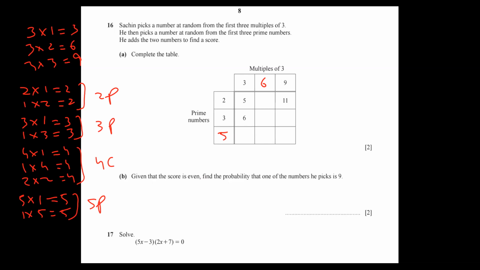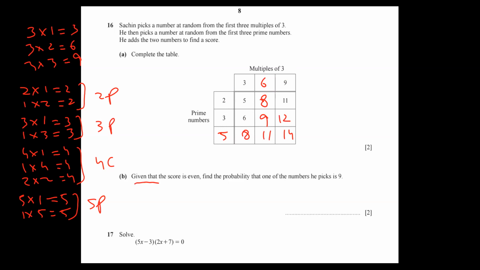Okay, this is done. Now he said to fill it in. Look, we have a hint. He adds the totals. So 2 plus 3 gives 5. Hint: 2 and 9 gives 11. What does 6 plus 2 give you? 8. 3 plus 6 gives you 9. 3 and 9 gives you 12. And 5 plus 3 is 8, 11 and 14. I think this is nothing hard at all.